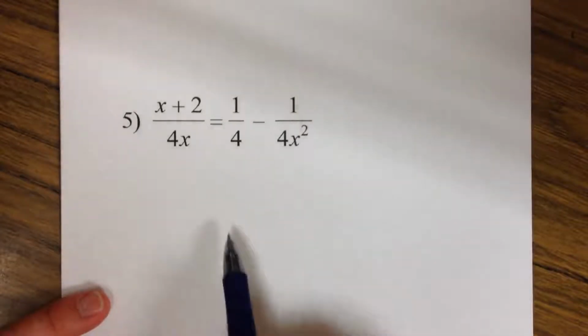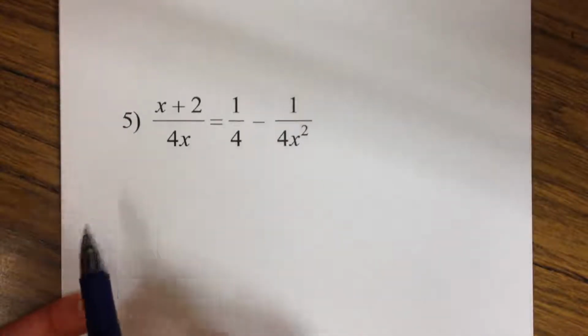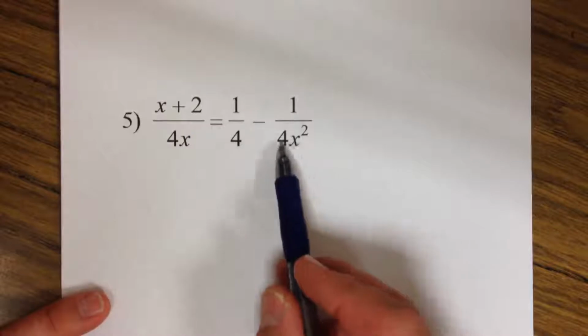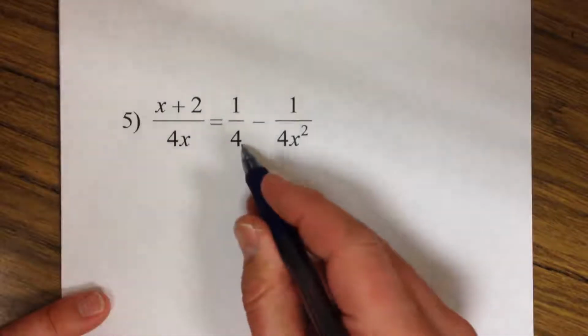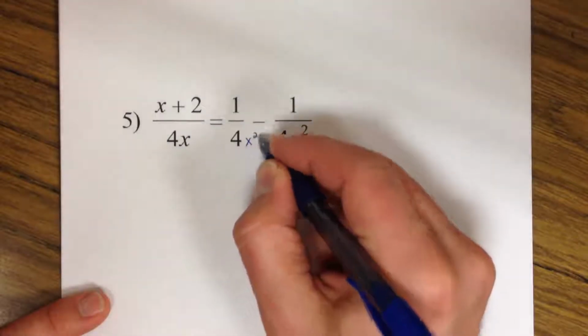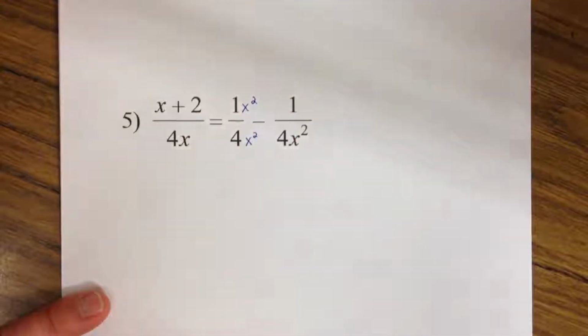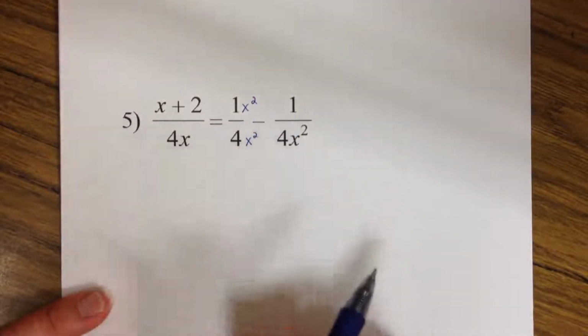Okay, number 5. Now, my common denominator is going to be 4x squared. So this one needs an x squared. I'm going to multiply the top and bottom by x squared. See, now it looks similar.